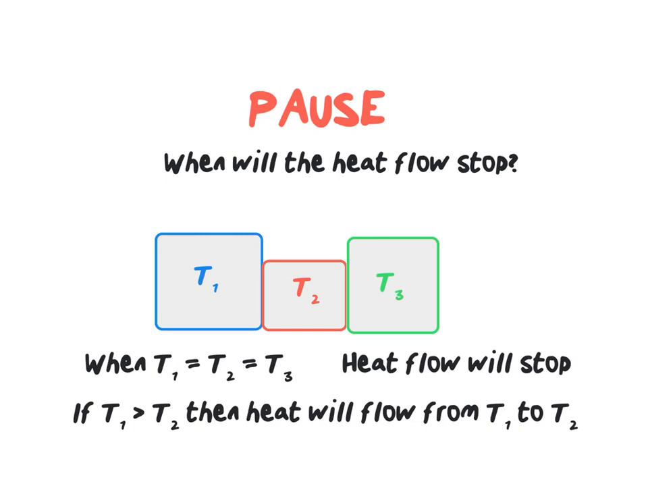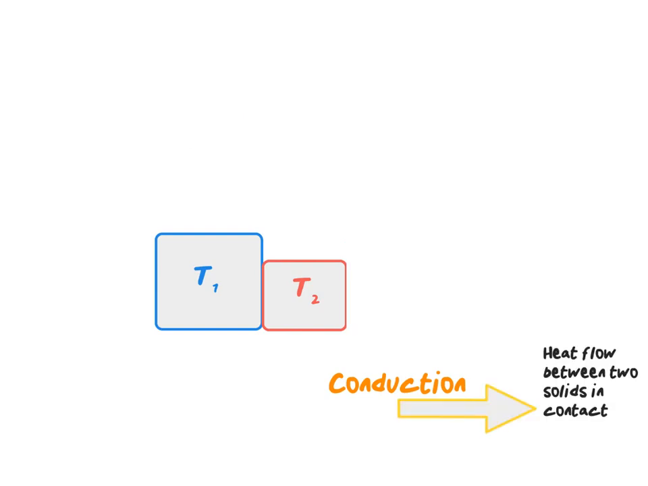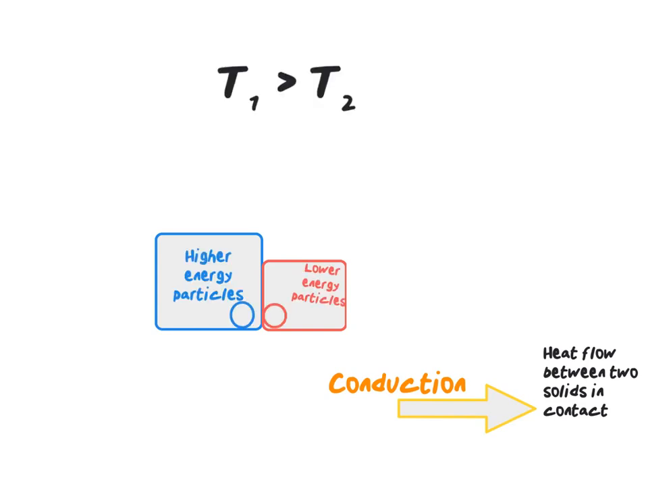Now in this case, where we have solids in contact with one another, we call this conduction. Conduction happens between 2 solids and usually occurs because the particles that are more excited in the higher temperature object come into contact with the molecules in the lower temperature object and thereby excite them, losing energy from the higher temperature and gaining it in the low temperature.